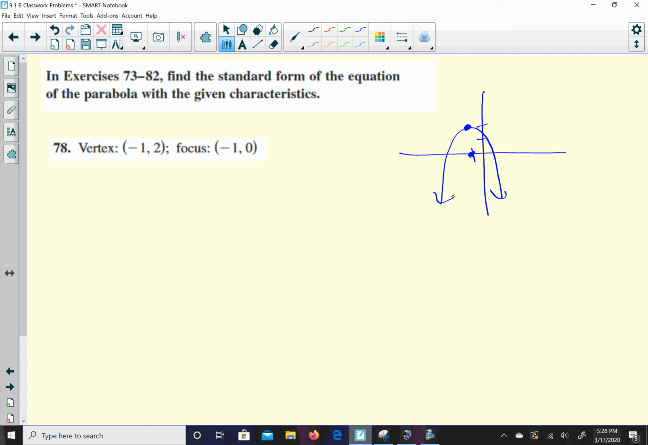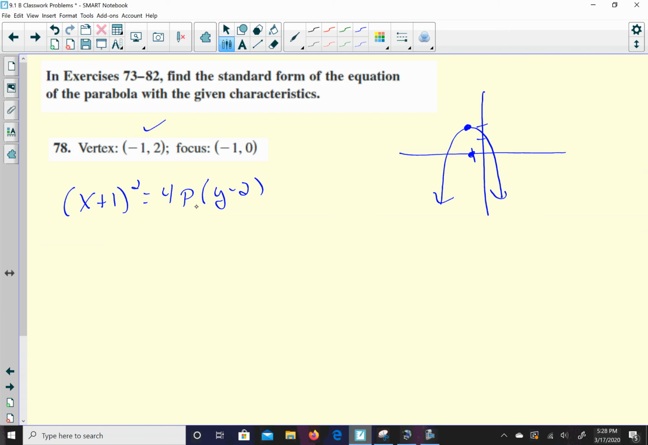So that tells me a couple things. First of all, it tells me that the p is going to be negative. It's telling me that it opens down, which means that the x variable is the one that's going to be squared. So I'm going to have x minus a -1, which would be (x + 1) squared, is equal to 4p, and then (y - 2). This +1 and this 2 come from the vertex.